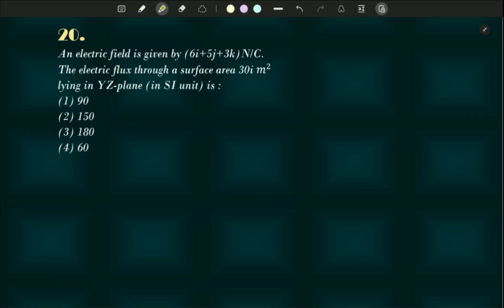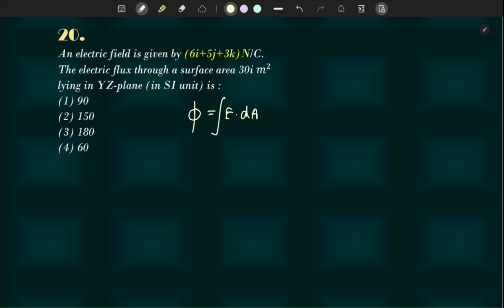So next question. An electric field is given by 6i cap plus 5j cap plus 3k cap unit newton per coulomb. The electric flux through a surface area 30 meter square lying in the yz plane. So this is definitely a formula-based question. I have to find the electric flux. Electric flux, I know the formula is E dot dA.